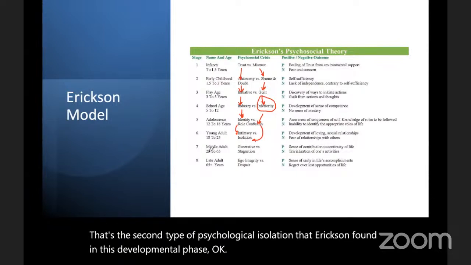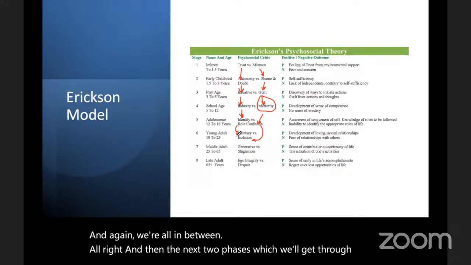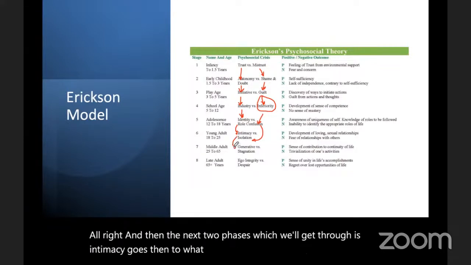And again, we're all in between. All right. And then the next two phases, which we'll get through, is intimacy goes then to what we consider generativity versus stagnation. Okay.